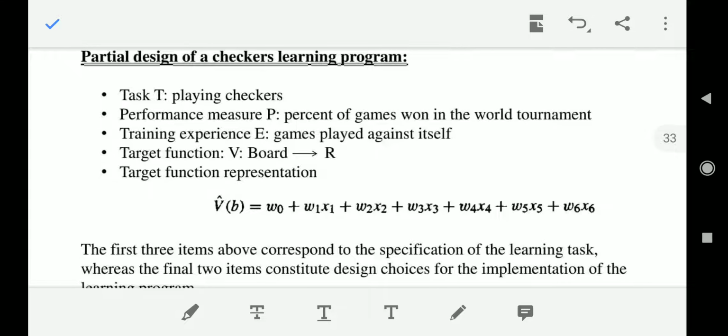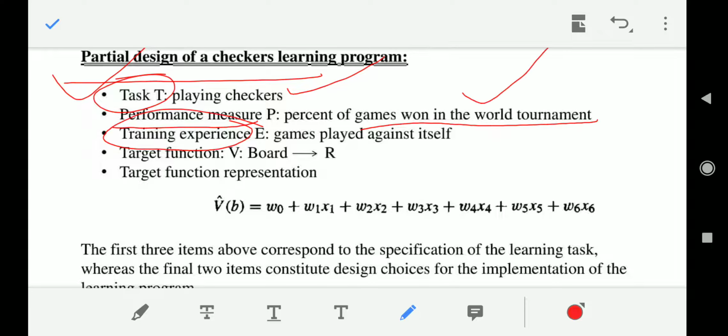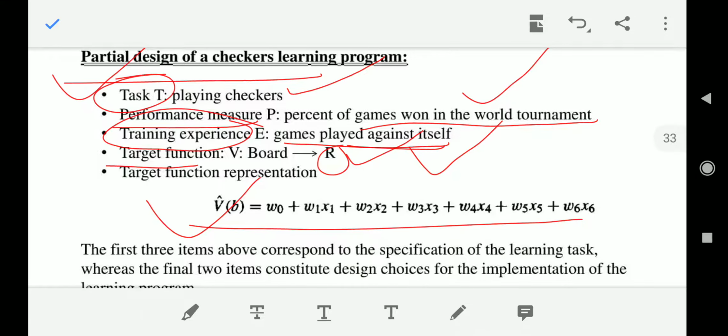So you can see here, partial design, it is not complete yet. The task we were undergoing is playing checkers. Performance P is the games won in the tournament. Training experience is, as we decided earlier, only playing against itself. The target function we have already seen, we are assigning some numerical value R. This is the linear combination, this is the representation. Till now we have seen this.